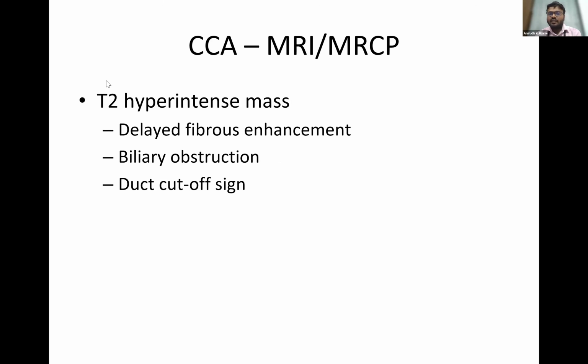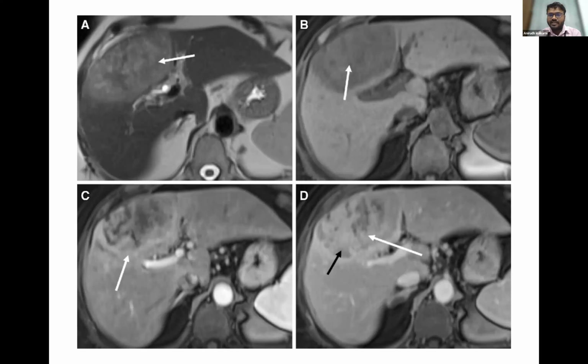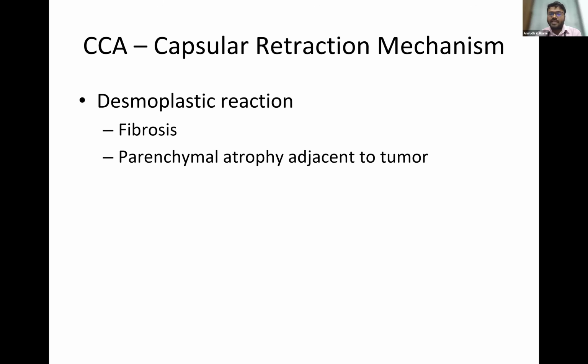In MRI, we can see here, this is a T2. There is a heterogeneous hyperintense mass. On contrast, it will show peripheral enhancement, and on the portal venous and subsequent phases, it will fill in. That is the characteristic of cholangiocarcinoma. So there will be capsular retraction.